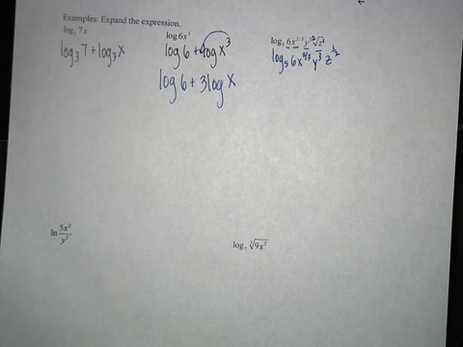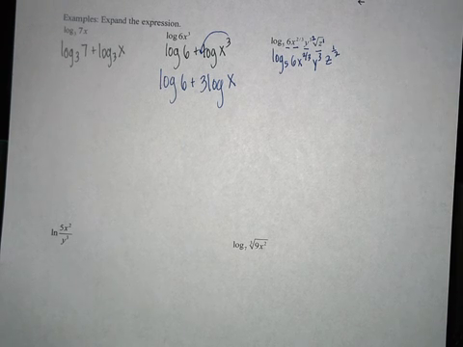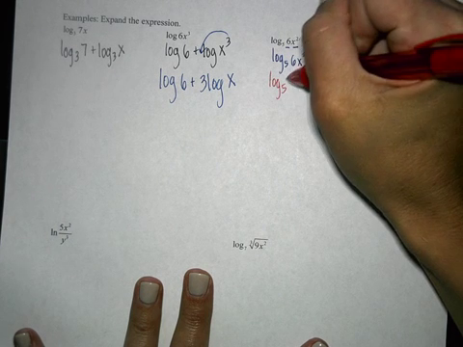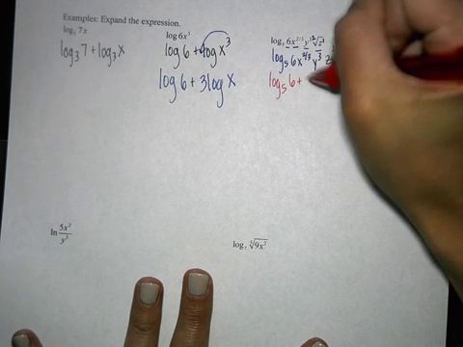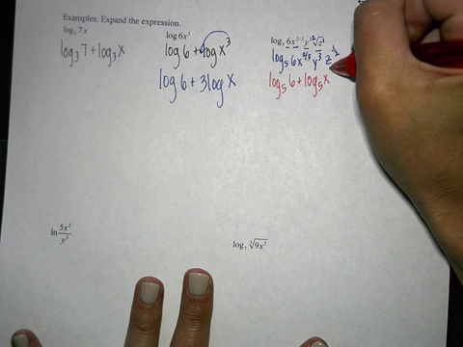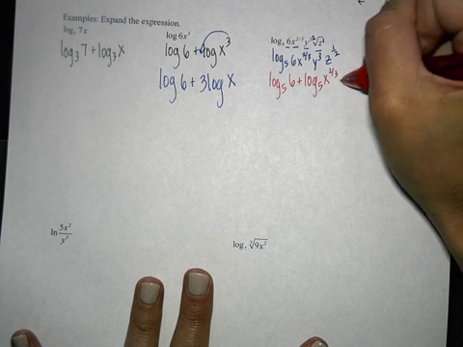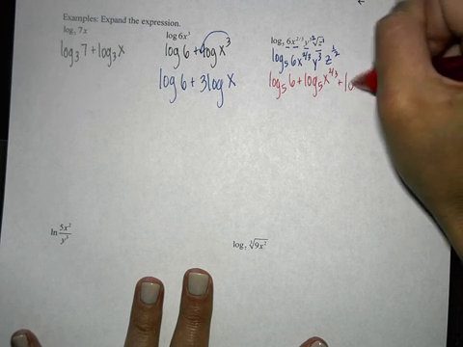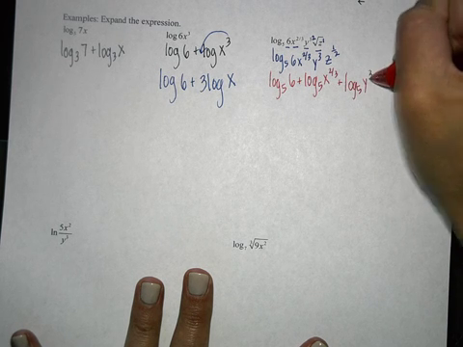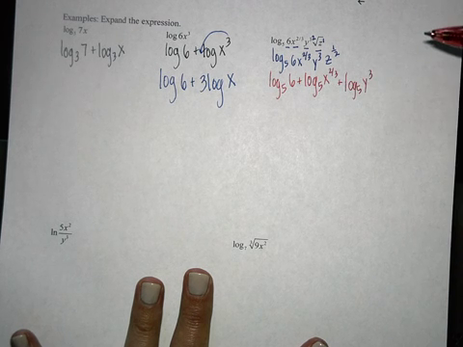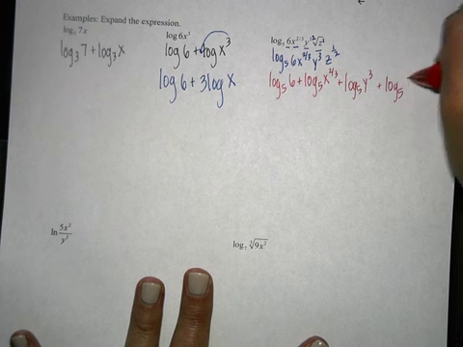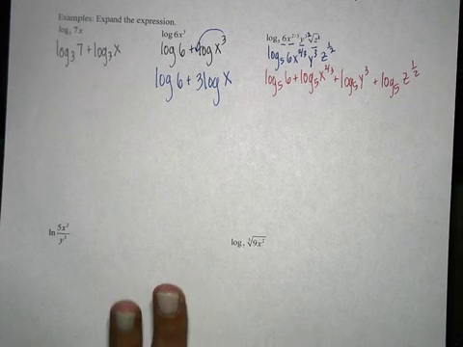So now we're going to separate them. So we will have log base 5 of 6 plus log base 5 of x to the 2/3 plus log base 5 of y to the third. Can we stop having other conversations, please? Plus log base 5 of z to the 1/2.